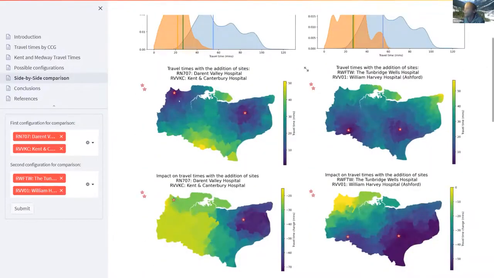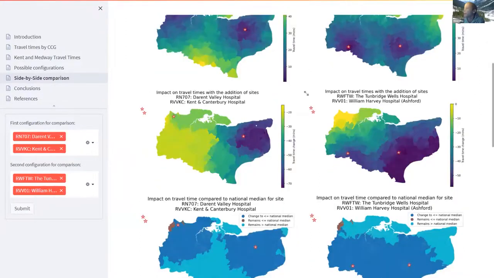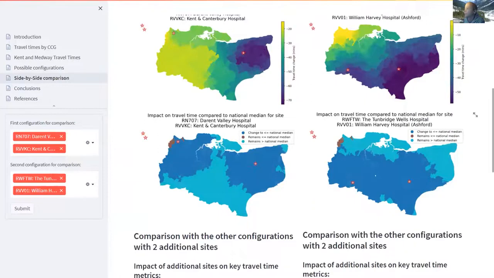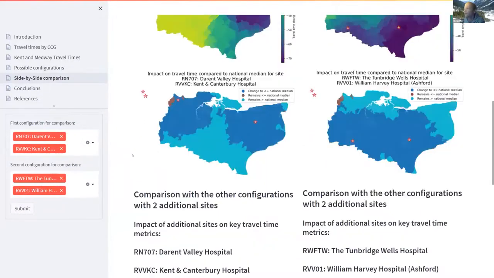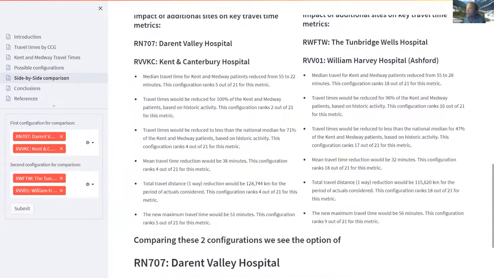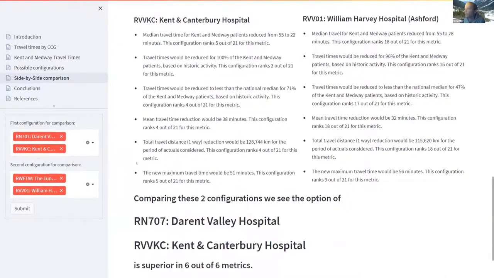And again, we can see what the travel times would be. So we've still got a few 50-minute journeys from the south here, or up here in the east. And lots of big impacts here on the east where we have the longest times, and across the southeast. And here we're seeing much bigger areas where we would have travel times less than the national median. And again, we get the ranked comparisons on all of those metrics, and we can see that Darrant Valley plus Kent and Canterbury is a better option in those.